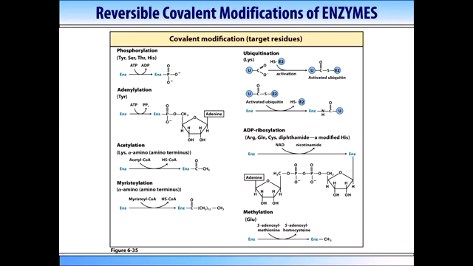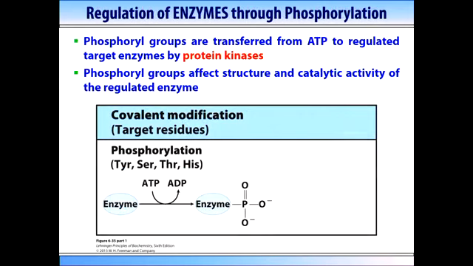Okay, and from this table, I really want you to remember some very key aspects. So phosphorylation is the main type, the most common way of regulating the activity of the enzymes and various proteins inside the cell.